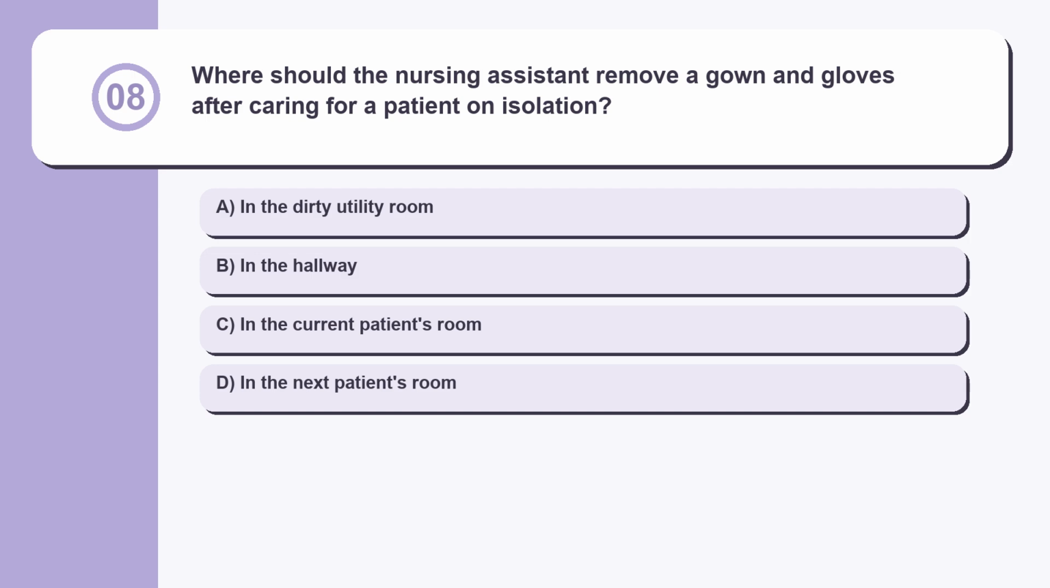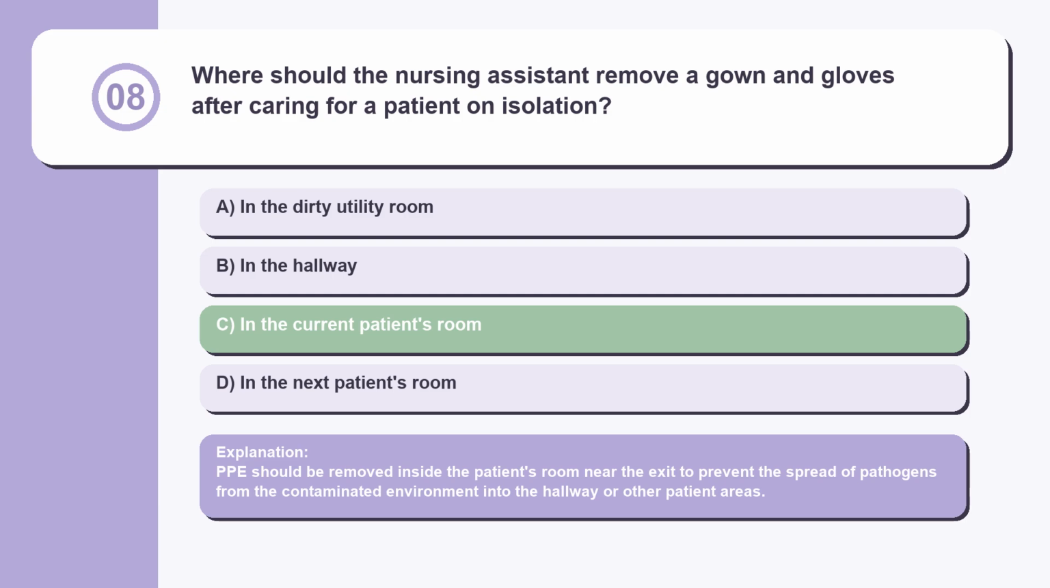Question 8. Where should the nursing assistant remove a gown and gloves after caring for a patient on isolation? In the dirty utility room, in the hallway, in the current patient's room, in the next patient's room. PPE should be removed inside the patient's room near the exit to prevent the spread of pathogens from the contaminated environment into the hallway or other patient areas.